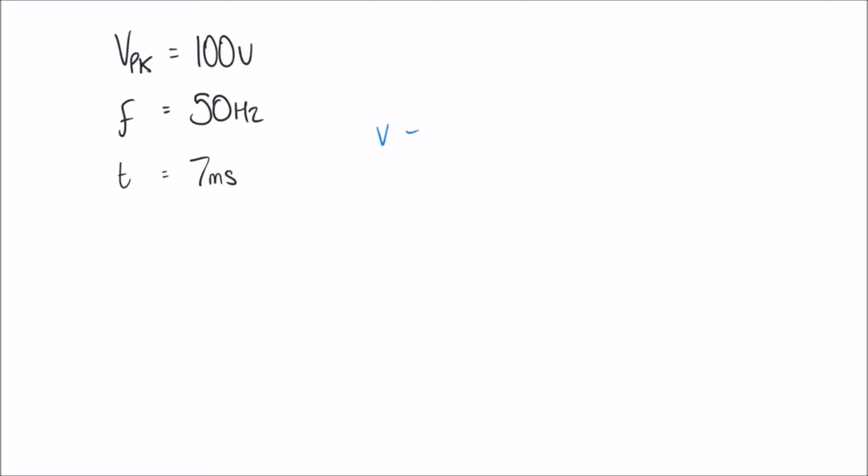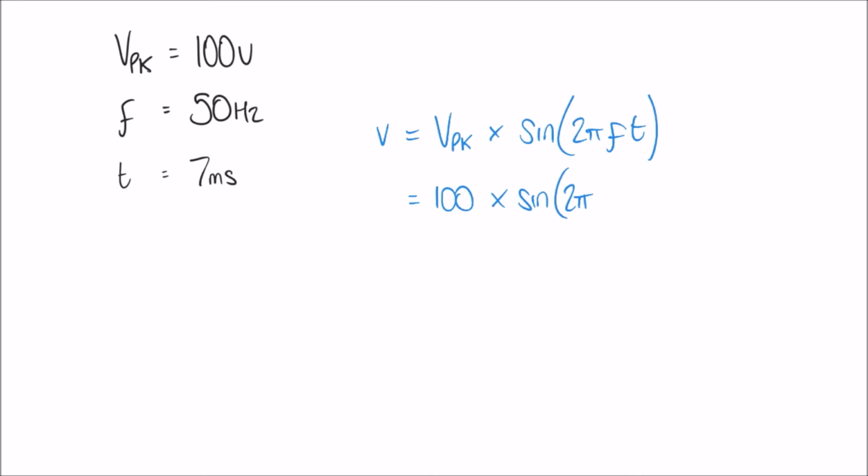v, the instantaneous value, is equal to the peak voltage, Vpk, times sine 2 pi ft. And putting some values in there, we know that the peak voltage is 100, multiplied by sine 2 pi times the frequency, which we said was 50, times t, which is 7 milliseconds. Now t, as a standard unit, we should express as seconds rather than milliseconds, so I'm going to say 7 times 10 to the minus 3. And calculating that gives me an answer of 3.84 volts. So I'm allowing 7 milliseconds to elapse, and I know that at that exact moment the instantaneous value of voltage is going to be 3.84 volts.